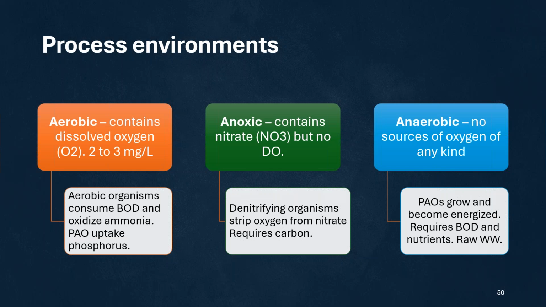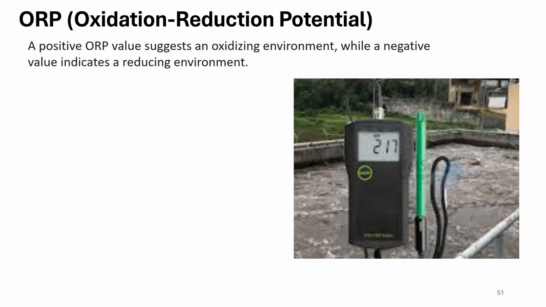Now this requires some BOD and nutrients. So that's why a lot of times, or all the time I should say, you see these at the influent where the unaerated wastewater is flowing in. One way to monitor this process is having an ORP probe. An ORP probe measures oxidation reduction potential.